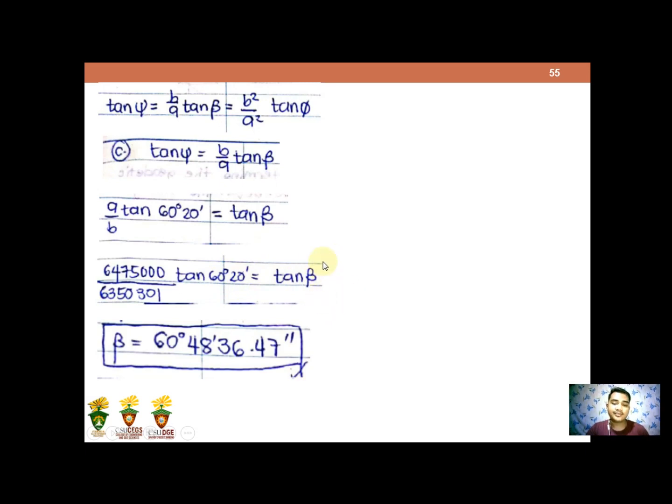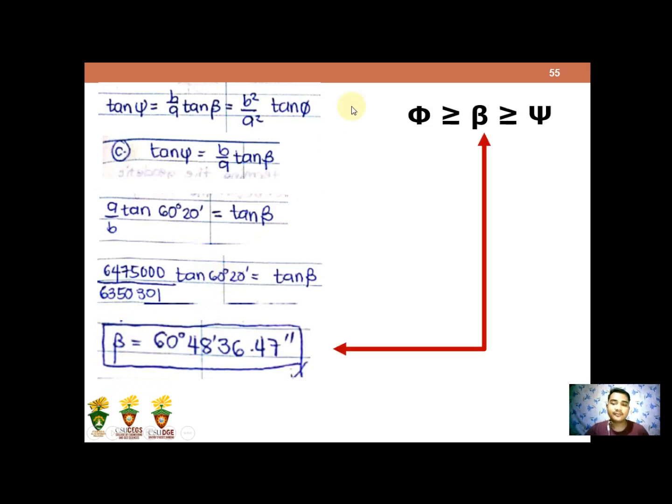So calculating using your calculator, you can have the value of beta, or the reduced latitude, equals 60 degrees, 48 minutes, 36.47 seconds. So it shows that the reduced latitude is larger compared to the geocentric latitude. Let us check. So that is correct. The reduced latitude should indeed be larger compared to the geocentric. Therefore, our answer is checked.